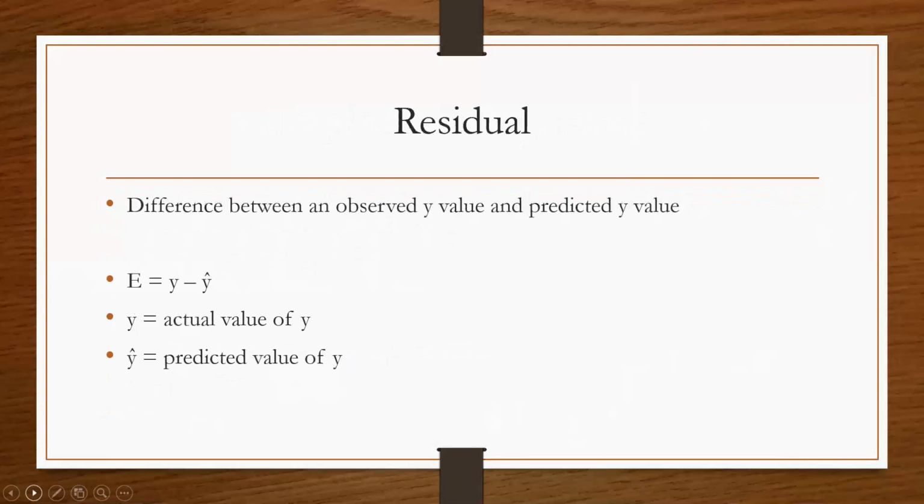And so you also have residuals. Basically, you use a residual to calculate the difference between an observed value of y and a predicted value of y. So all that's saying is you want to take the actual value of y that you had minus your predicted value, and that's how you get your residual.